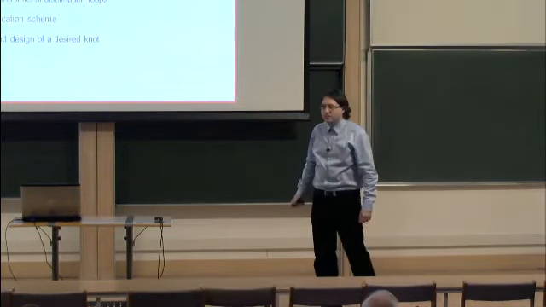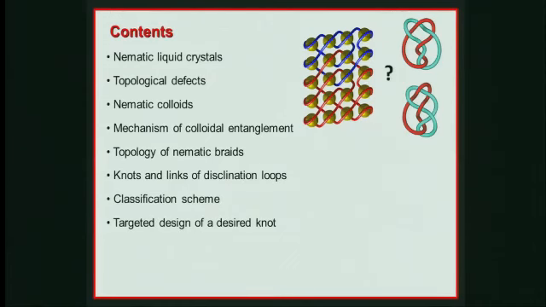So briefly, I will introduce the nematic liquid crystals and topological defects which appear in them. I will talk about nematic colloids. These are just a mixture of spherical particles with nematic liquid crystal. I will discuss the mechanism of colloidal entanglement by defect lines. I will also talk about the topology of the generated nematic braids, and we will see that you can make knots and links of disclination loops, and you can even classify them. And in the end, perhaps we can also suggest a strategy for targeted design of a desired knot.